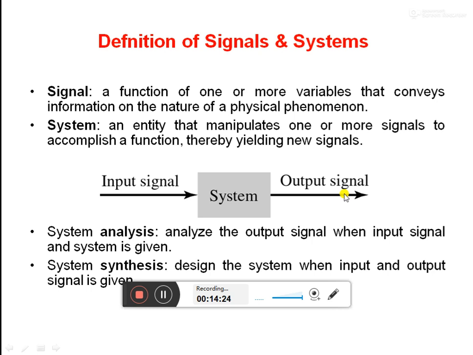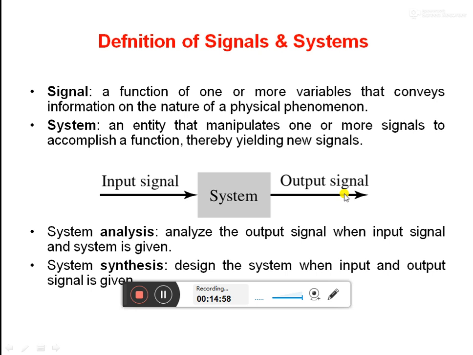So when we consider the system, we need to remember two important keywords to analyze the operation of a system. One is system analysis and another one is system synthesis. System analysis means analyzing the output of a signal when the input signal is given to the system. System synthesis means designing the system when the input and the output signal are given. This is what you will learn in further subjects.